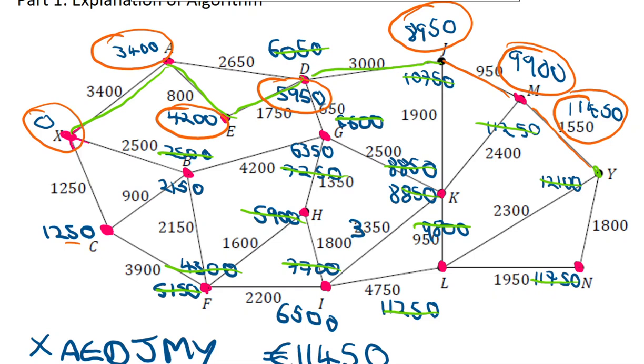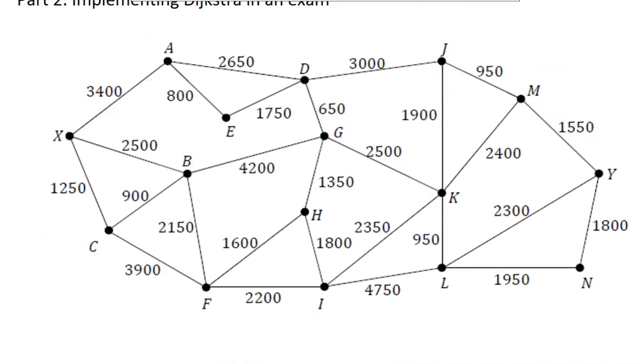So we're going to start fresh, and we know what the answer is in theory. So what we do is we look at our first point. Okay, and I'm going to type this now, so we're going to say X, and that goes A for 3400, B for 2500, and C for 1250. So they're the options that we can go from X. And X is now visited. We then take the smallest number that we have in our live points, which is C.